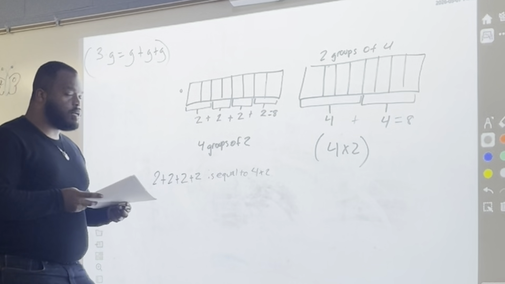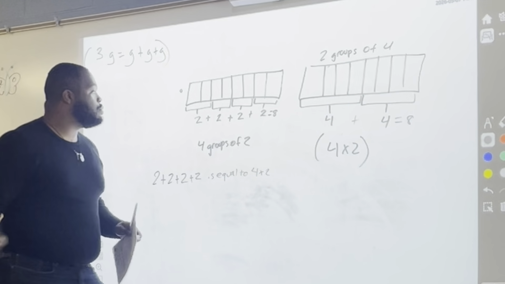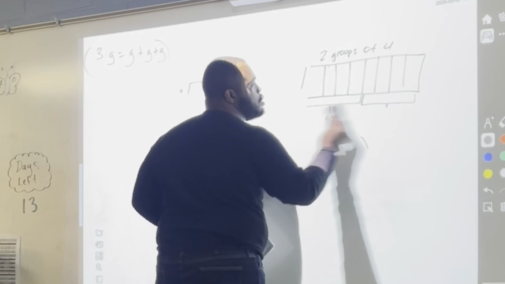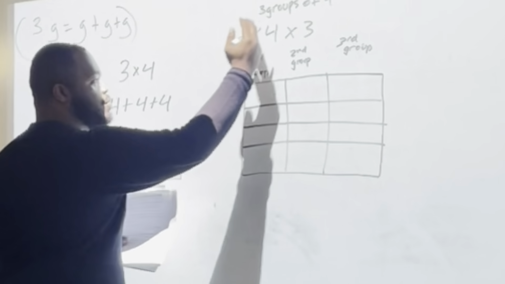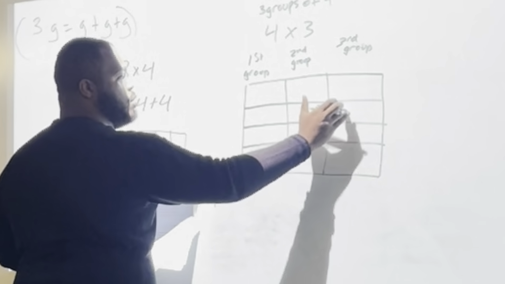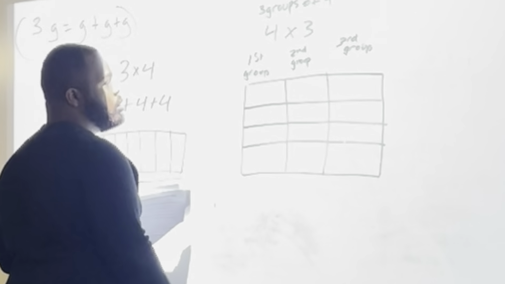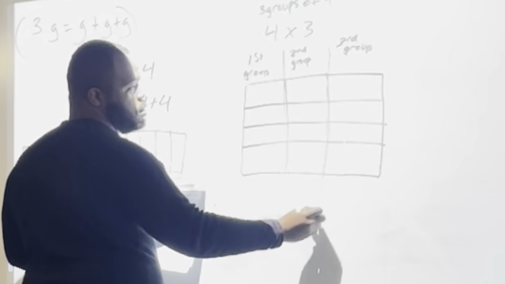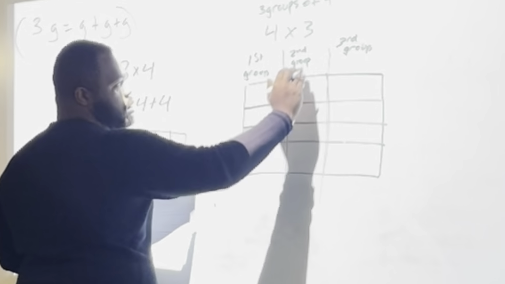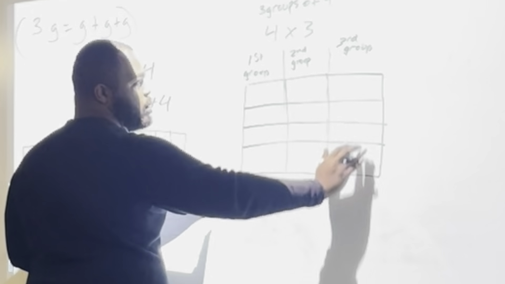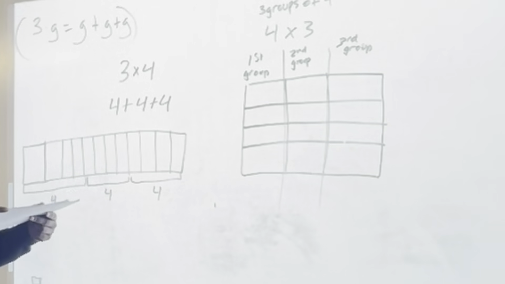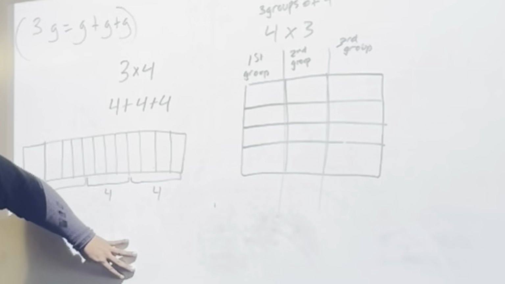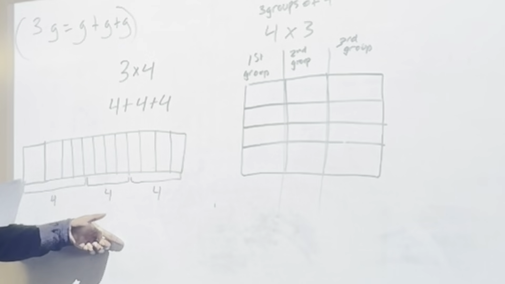All right, so now I'm going to give you guys another example. We have 3 groups of 4, because each group has 4. So this group has 4, this group has 4, this group has 4. All right, so as far as this part of the lesson, does everybody understand? Understand where we're coming from?